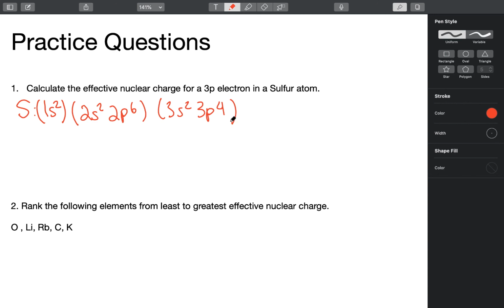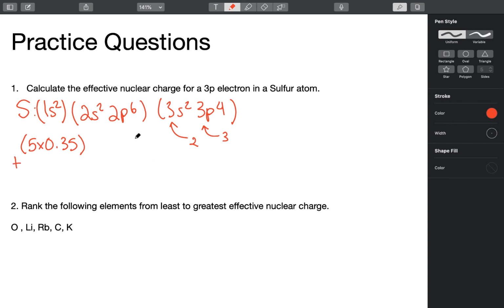So we're looking for the 3p electron. So in order to find the 3p electron, you have to look first at its own group, so the 3s2 and 3p4. So you have 3 electrons from the p subshell, because we're not considering the electron of interest, and then the 2 from the s subshell. So therefore, we have 2 plus 3, which is 5, so 5 times 0.35.